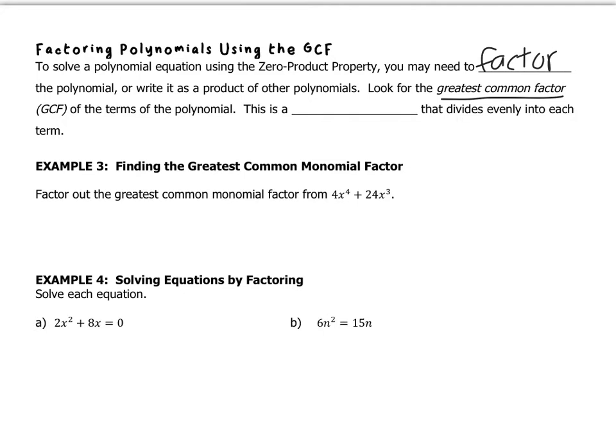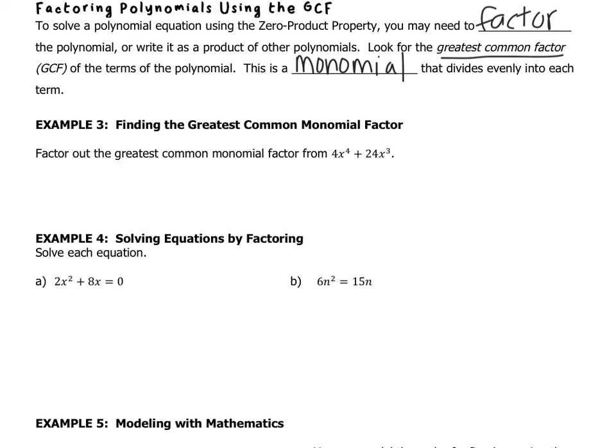And the GCF is going to be a monomial that divides into each of the terms. So here's how you figure out what the monomial for the GCF is. Look at this example 3, which says to factor out the greatest common monomial factor from this expression. The way you do that is you look for two things: the GCF of the numbers, and then the GCF of the variables.